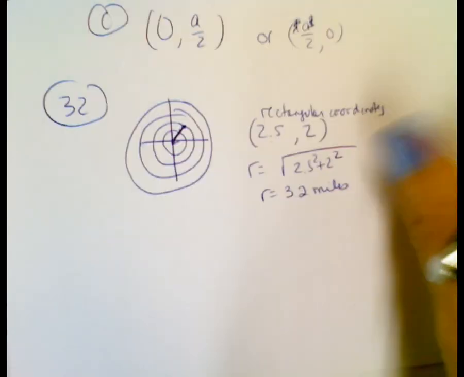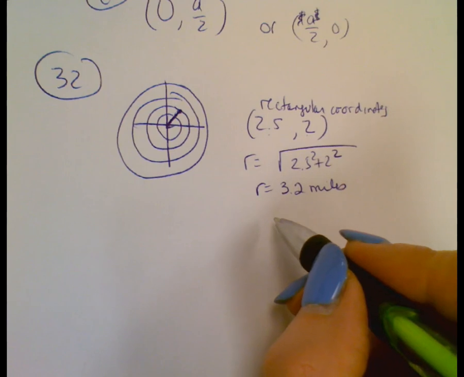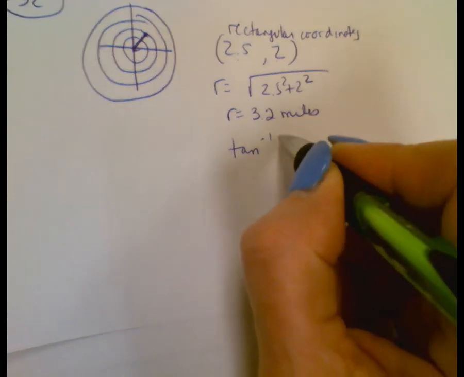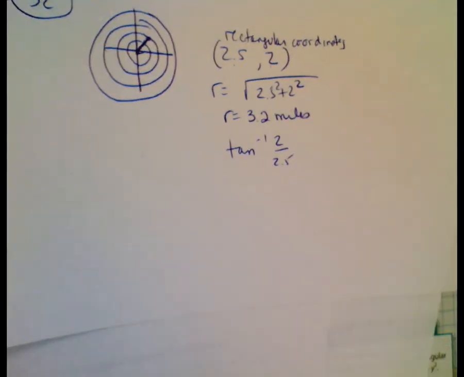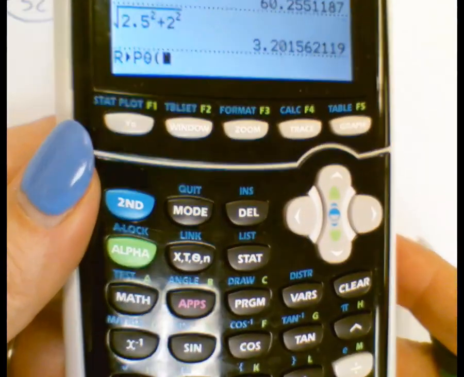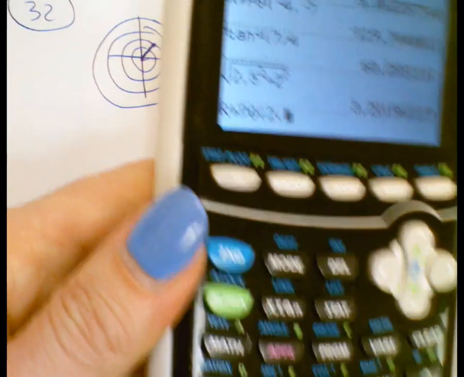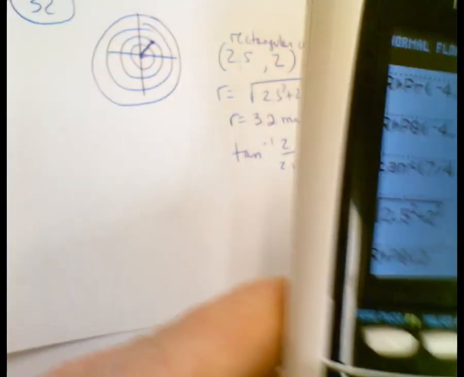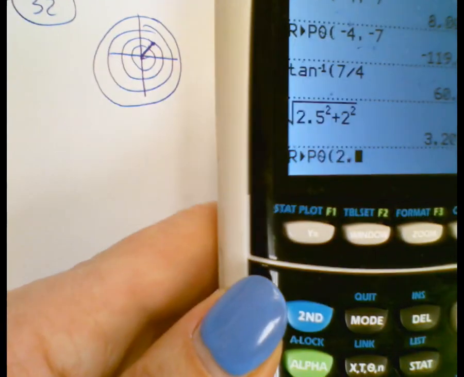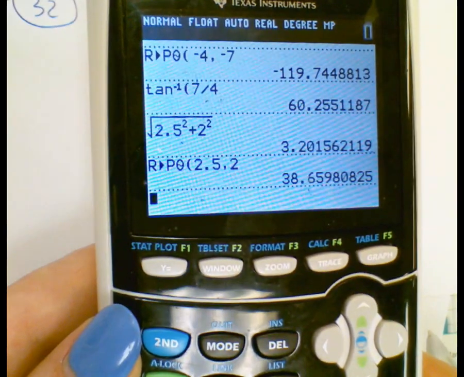Okay, at what angle should he walk? How about we do it on the calculator? Second angle, 2 comma 2.5. 38.66.